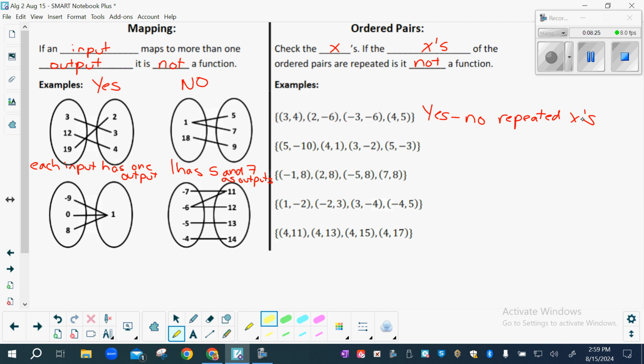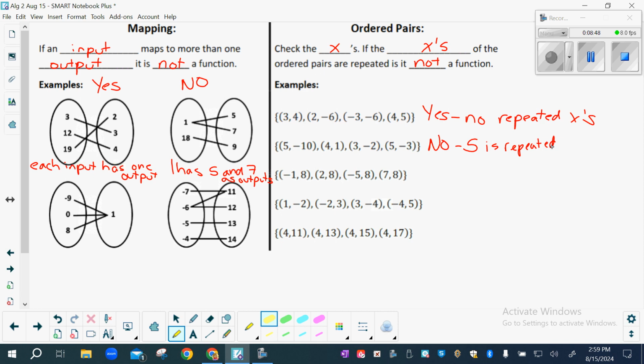What's repeated? 5. 5 is repeated. It has both a -10 and a -3 for an output. Does that make sense?